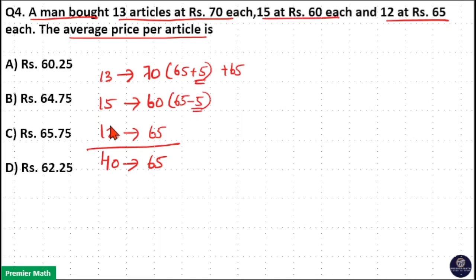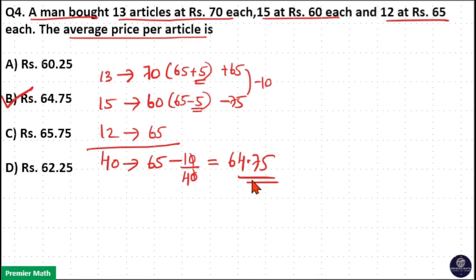Now minus 5 extra average for these 15 articles. So minus 5 into 15 is equal to minus 75 rupees. Now here the difference between these two is equal to minus 10 rupees. So this minus 10 rupees should be equally distributed to these 40 articles. So minus 10 by 40, which is equal to 1 by 4, is 0.25. So 65 minus 0.25 is 64.75. So option B is your answer. That is, the average price per article is 64.75.